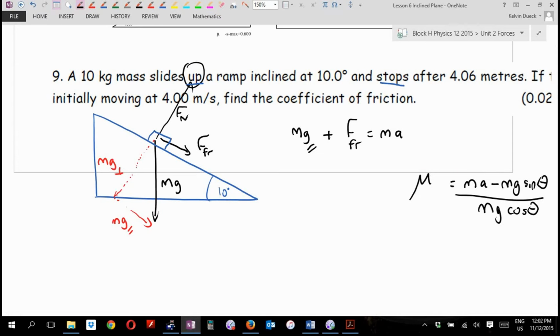Now I check. Did they give me the mass? Yep. Did they give me the acceleration? Even though this question is saying find the coefficient of friction, what it's really asking me to find is acceleration. I can't find acceleration using forces, but last unit we also found acceleration using my DFIC approach, where we list our data. V final when it stops is 0. It does say that V initial is 4, and they gave me a distance.